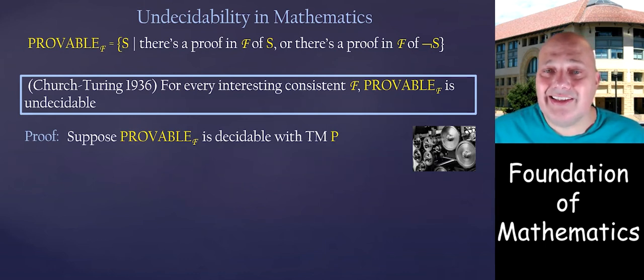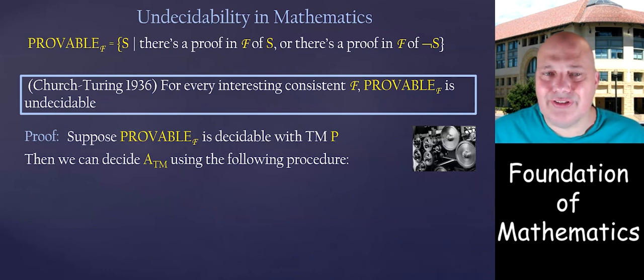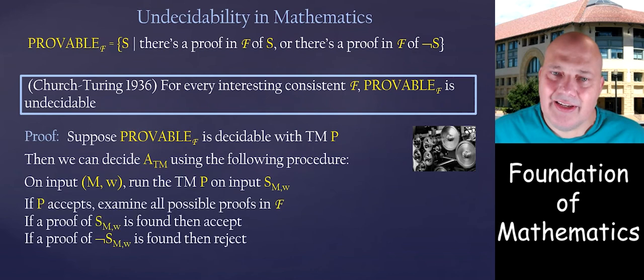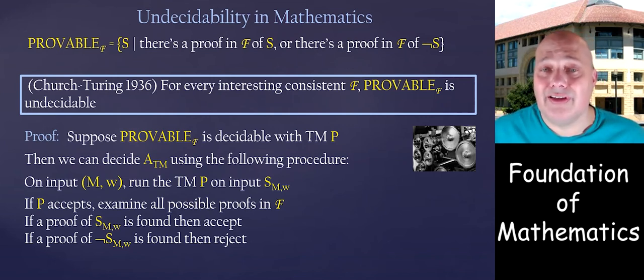And now we can decide ATM using the following procedure. On input MW, we're going to run P on input SMW. So recall SMW is a mathematical statement that M accepts W. Now, if P accepts, it means that there is a proof either of SMW or its negation. And so we can search in parallel for a proof both for this statement and the other statement.